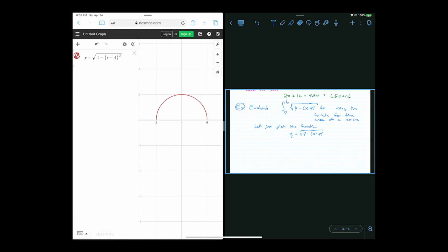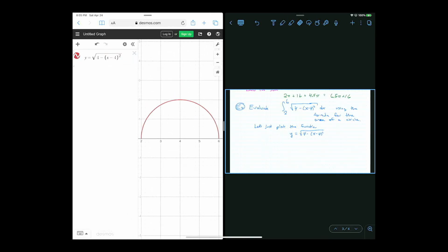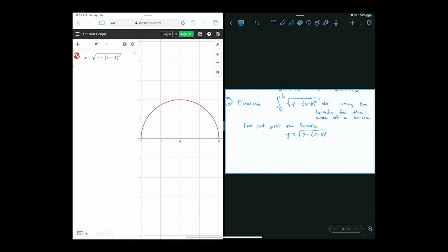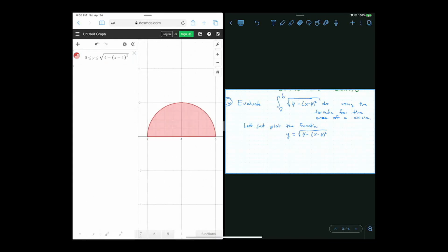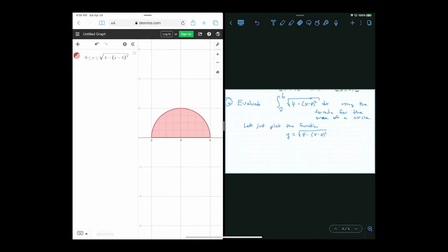There's your graph. And hopefully you can see why they said from 2 to 6, right? Because they just want the area under this curve. So I can even make it graph the area if I want. I'd have to do it like this, like that. And then over here, put a 0 or something. So that's actually the area that they're talking about, the area between 0 and the circle.